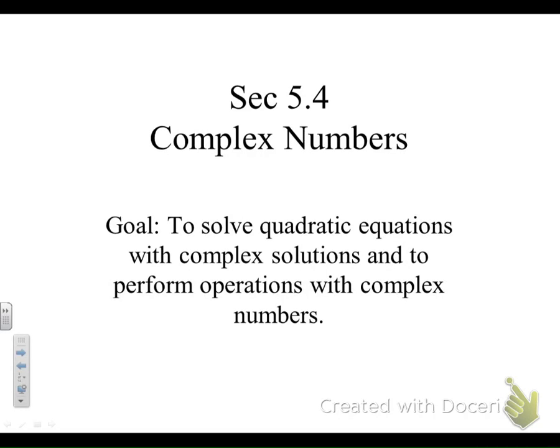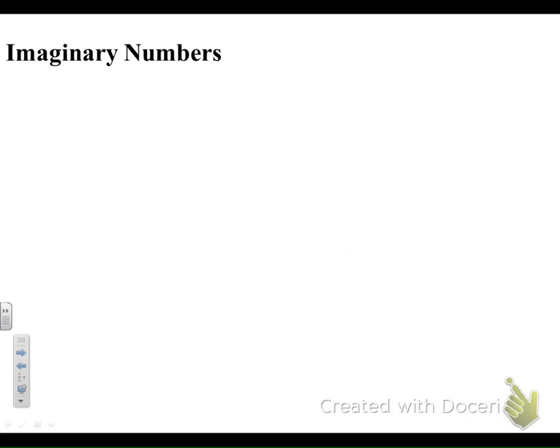Section 5.4 is all about complex numbers. And our chapter 5 is all about solving quadratic equations. So when we solve quadratic equations, we're going to get complex answers. Imaginary numbers are a part of a complex number. Complex numbers typically have two parts, a real part and then an imaginary part.